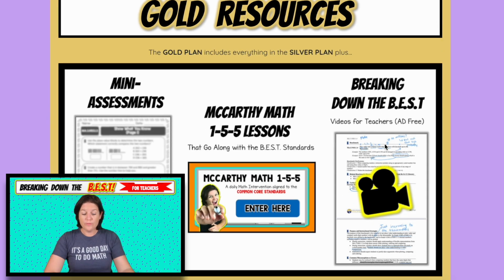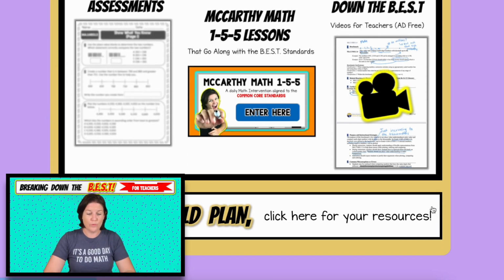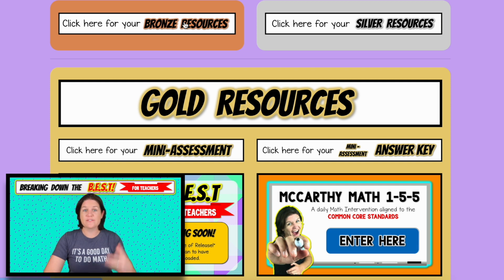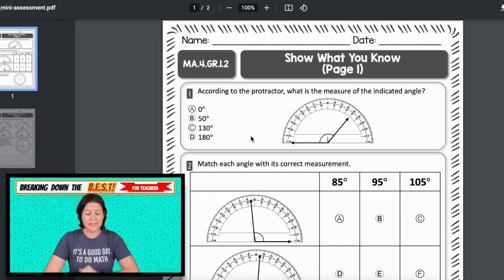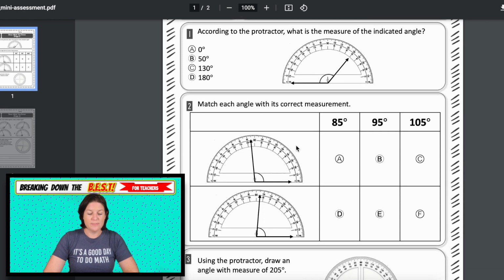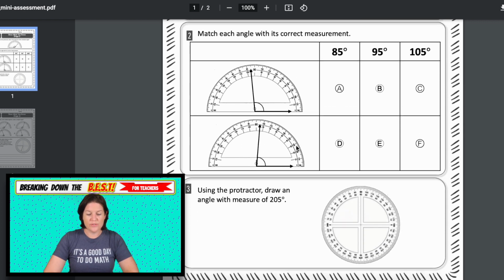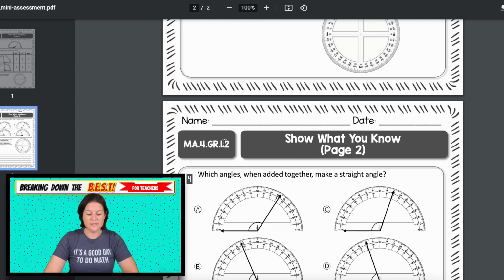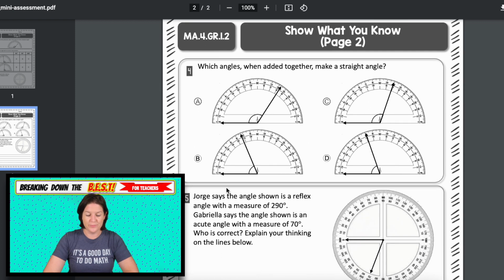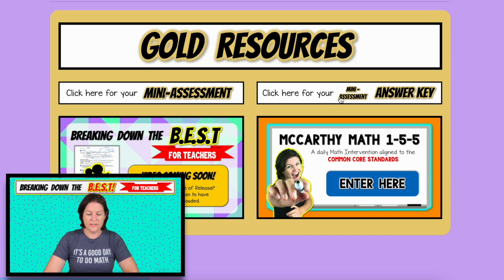Now, if you have the gold membership, you have access to even more. Okay, you can go back to the bronze video lessons and student guides. You can go back to your silver extra practice. But with the gold plan, you also have a mini assessment specifically aligned to this standard. It's about 4 to 5 questions, and you can see the variety of question types that we have here, all aligned to the standard that we're talking about in this episode. And then here is your mini assessment answer key.